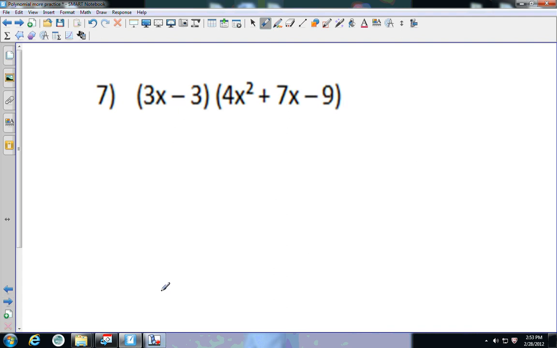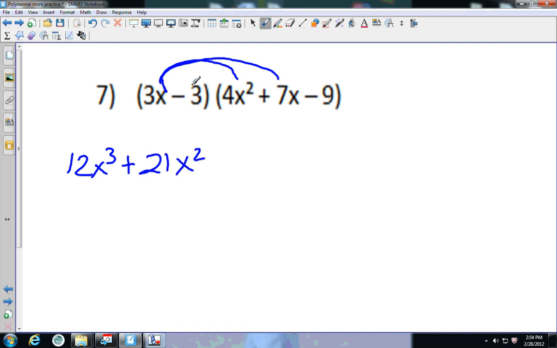Next one. This time I'm going to do the distributive property on here. 3x times 4x to the second power. I've got 12x to the third power. When you're multiplying, remember, add the exponents. 3x times 7x. 3 times 7, 21. x times x is x squared. 3x times negative 9. Negative 27x.